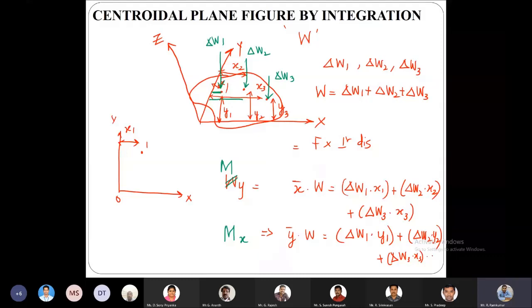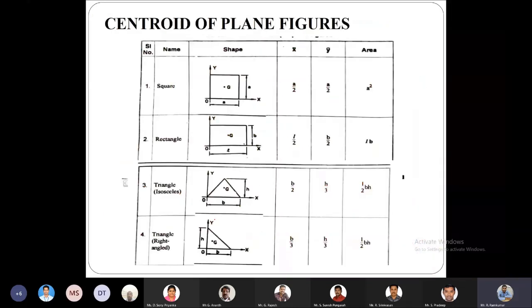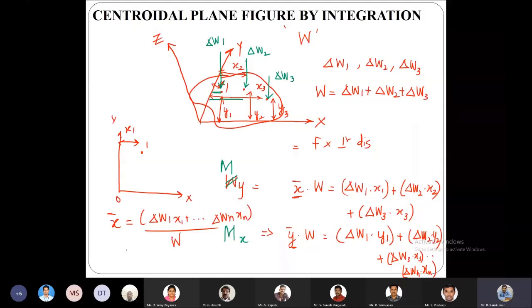Our main objective is to find the values of x bar and y bar. So x bar is equal to the sum of del W1 x1 and so on up to del Wn xn, divided by W. Similarly, for finding y bar, we use del W1 y1 plus and so on up to del Wn yn, divided by W.